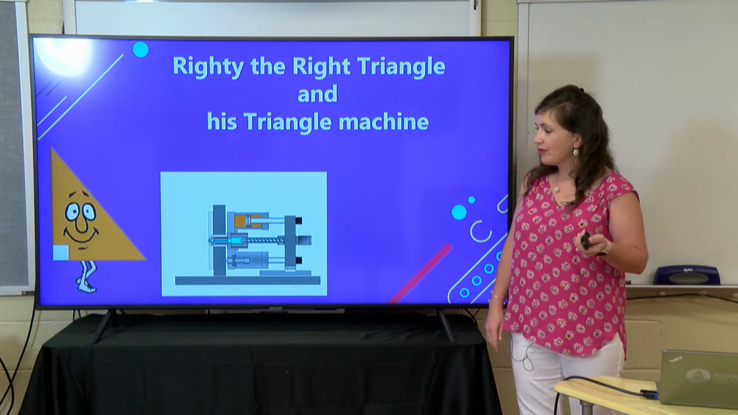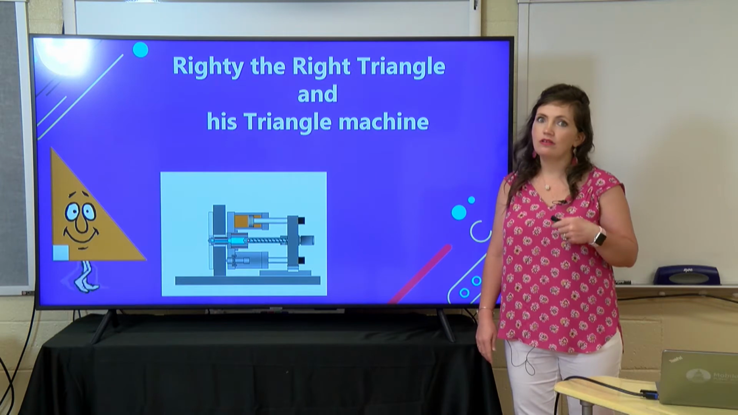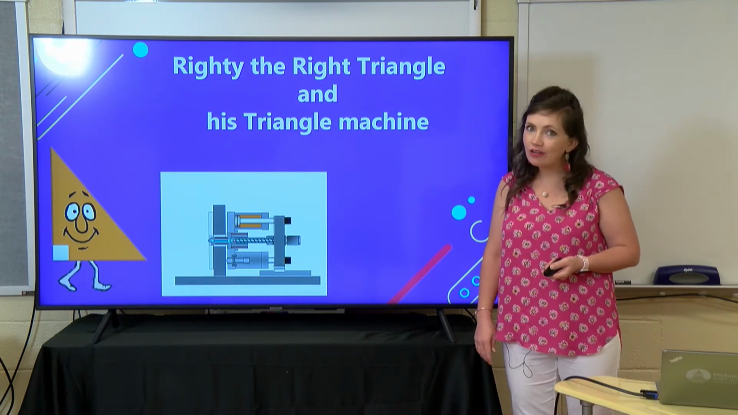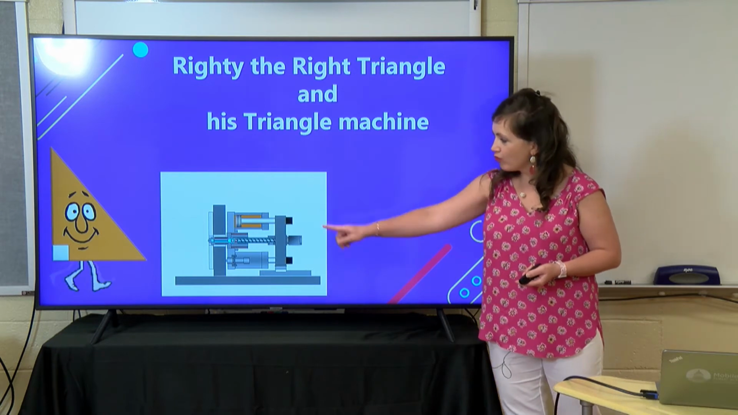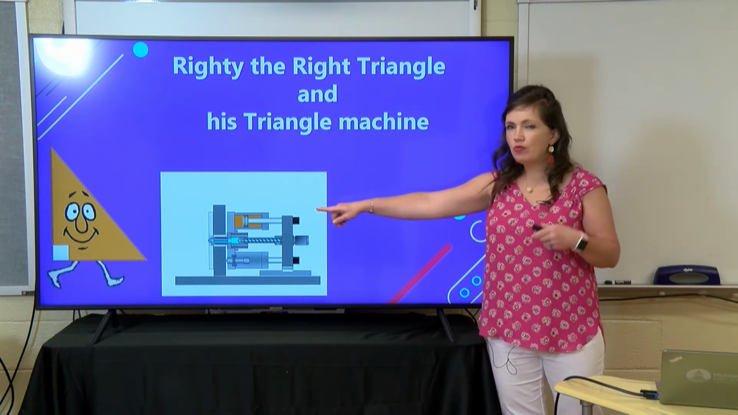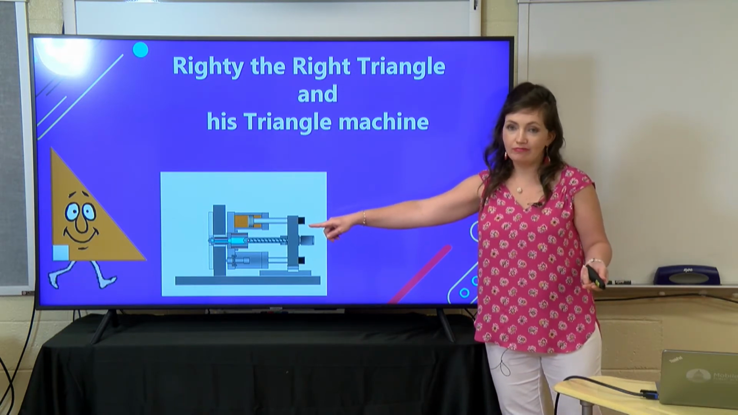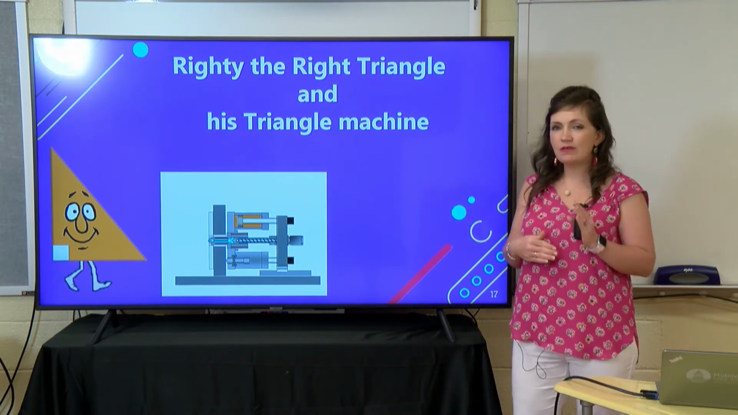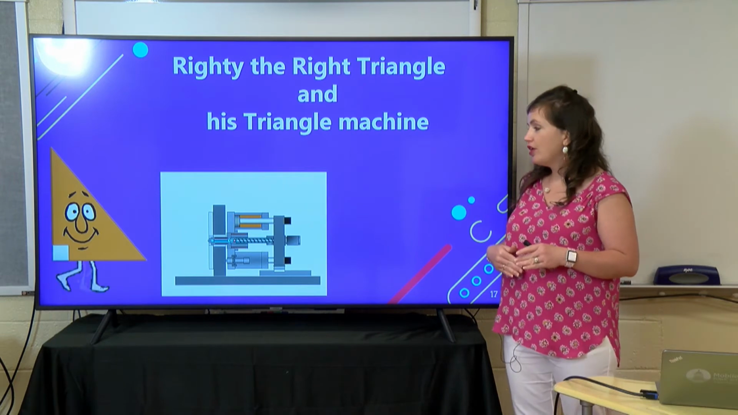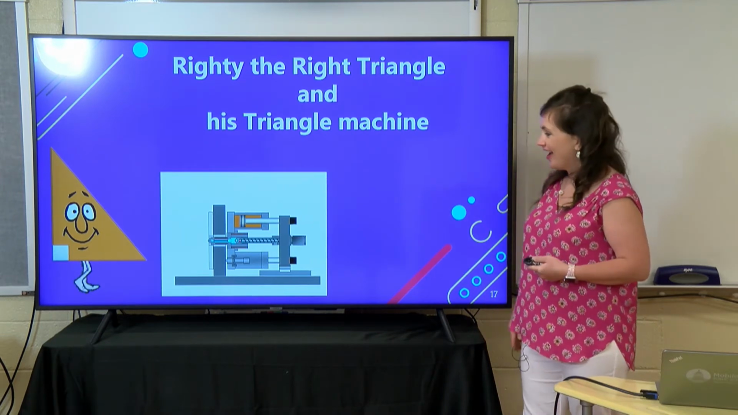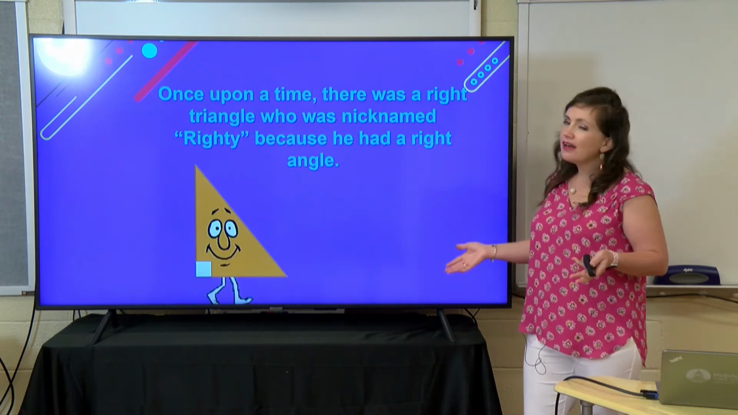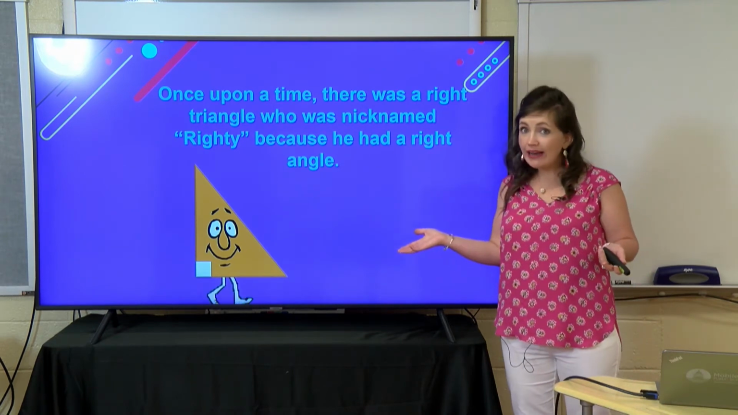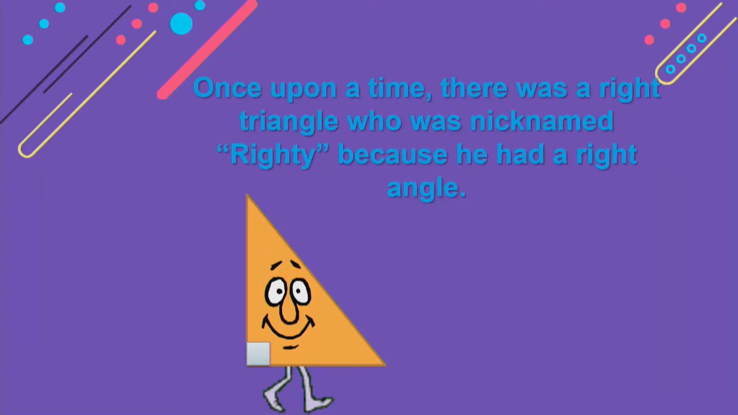And now we're going to read a little story about Righty the right triangle and his triangle machine. So we have Righty over there. Remember, what makes him a right triangle? He has a perfect square in the corner. It forms a right angle. So that's Righty the right triangle. Once upon a time, there was a right triangle who was nicknamed Righty because he had a right angle.